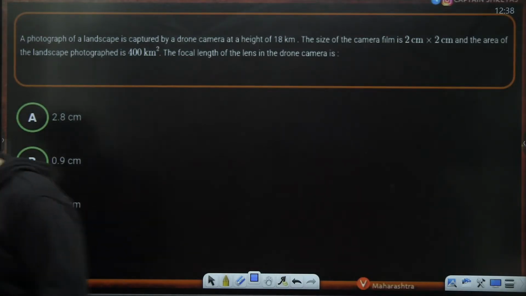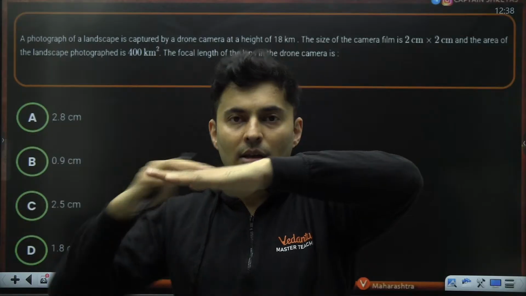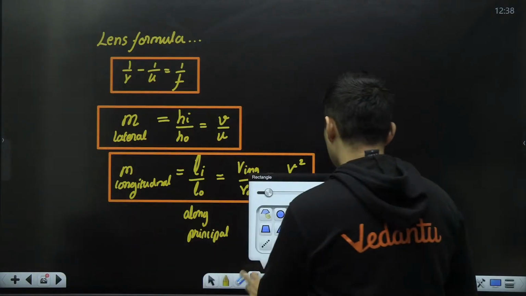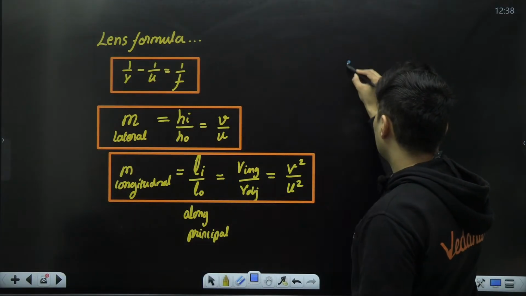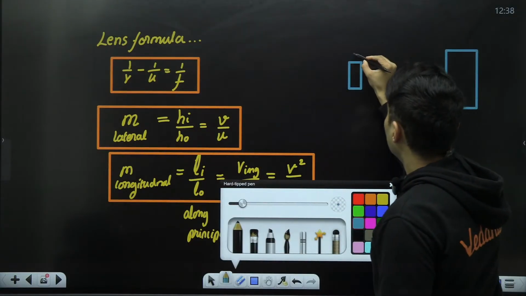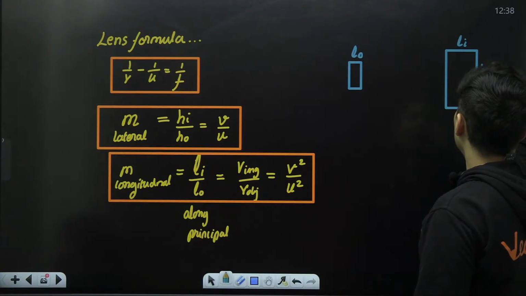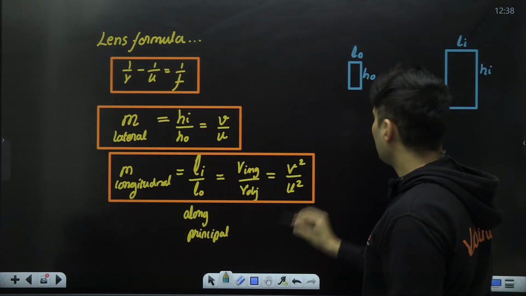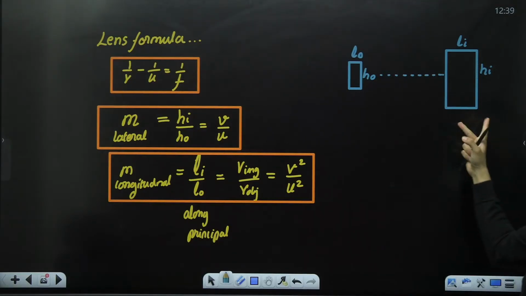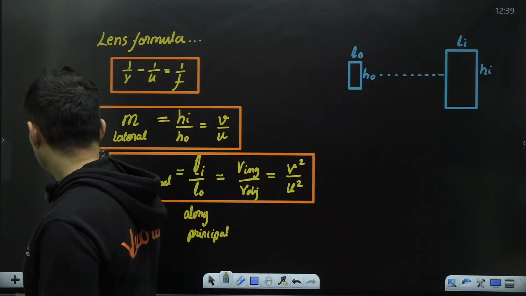Lateral is for, see, this is the principal axis, this is the lens. Height-wise is lateral, longitudinal is for lengthwise. Say this is your object, maybe it becomes like this. So this is the length of the object, this is the length of the image, this is the height of the image, this is the height of the object. Understood? This is your principal axis. So how much this expands is longitudinal magnification. Is that clear? Okay, cool.